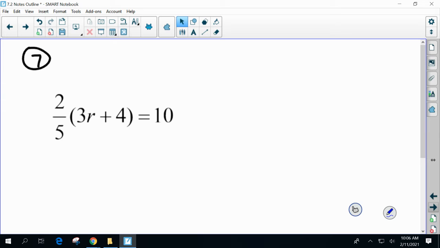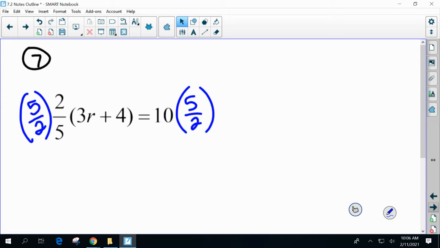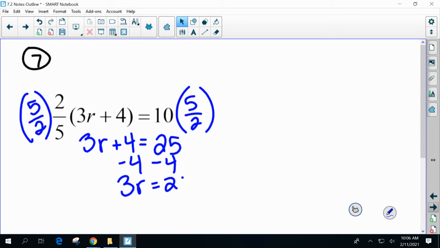Okay, so if I flip this and multiply, so times 5 halves on both sides. So I have 3r plus 4 equals 25. And then subtract 4. So 3r equals 21. Divide by 3. So r would equal 7.